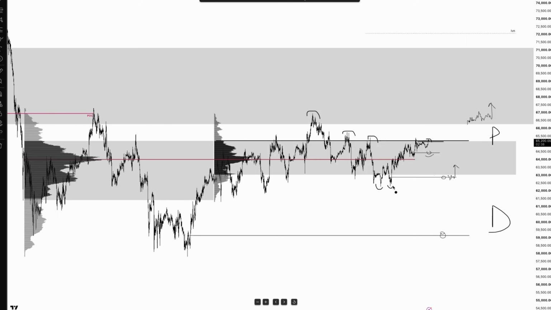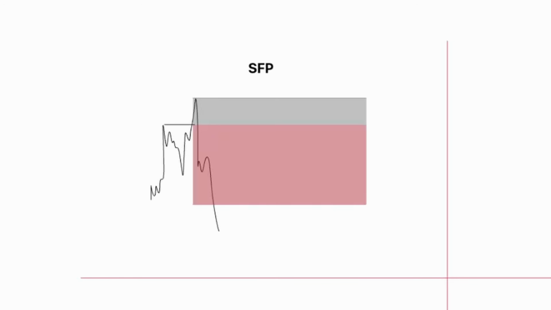And there are 4 entry models that I will show you in a second that help us determine our entries on a certain POI. Now, these right here are our 4 entry models, and honestly, anything other than this is just a variation of these entry models.